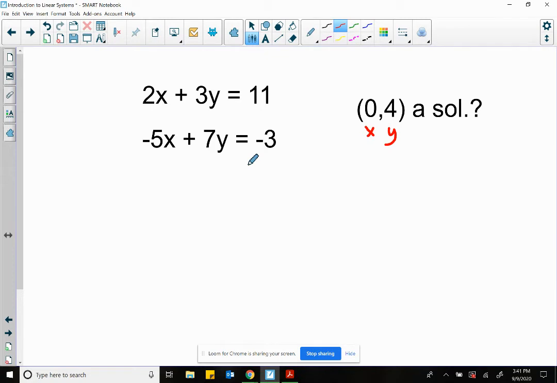So go ahead, pause the video, plug the point into these, and see if it's a solution. And that will end the introduction to linear systems. Go.